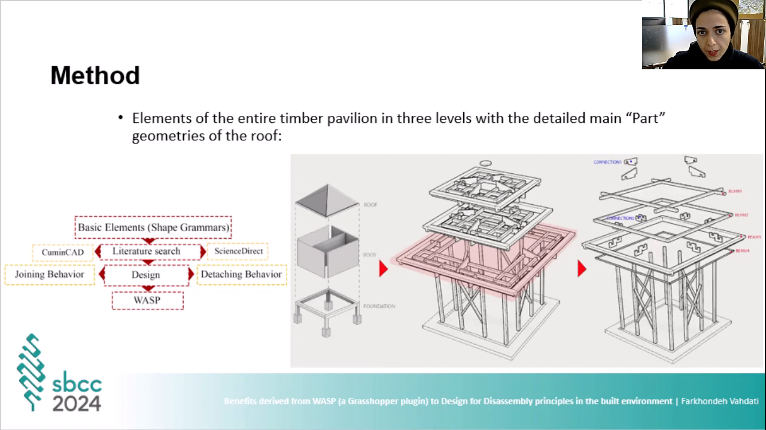Essential elements in WASP can be known as shape grammars. According to the literature research done for DFD, WASP, and Iranian-inspired timber structures in Science Direct and QMinCAD, the design of these basic elements occurs regarding their joining and detaching behavior. The current structure is designed for a 3 meter by 3 meter area with a sloped roof from traditional Iranian houses, and this diagram formulates the main elements of this system.